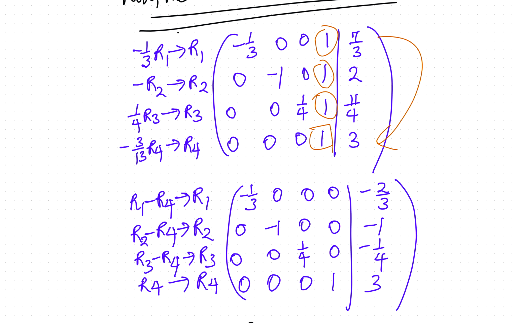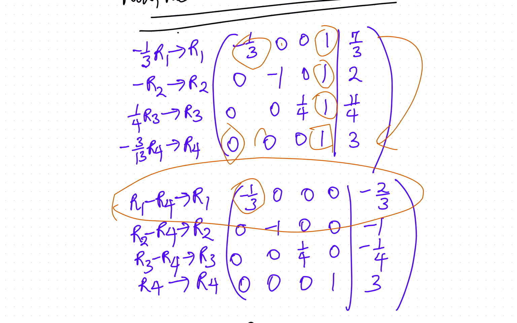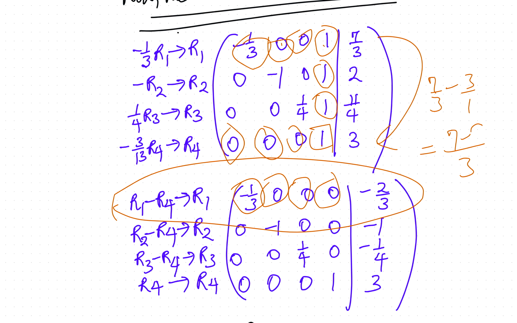Look at that. That's minus 1 over 3 minus 0, that's minus 1 over 3. 0 minus 0, that's 0. 0 minus 0, that's 0. Then 1 minus 1, that's 0. That's the purpose. And 7 over 3 minus 3 over 1. LCM is 3. That's 7 minus 9 over 3, which is minus 2 over 3. That's why you have minus 2 over 3 there.